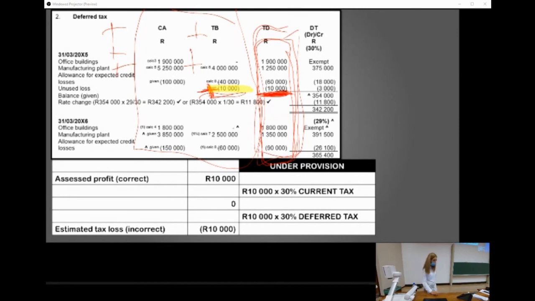Next question. Let's check our time. Our time is up. Let's quickly scan to see if there's an important question. Unused tax loss can be classified as a deductible temporary difference. Yes, unused tax loss is a deductible temporary difference. It is a deductible temporary difference as a result of the tax loss. Good.